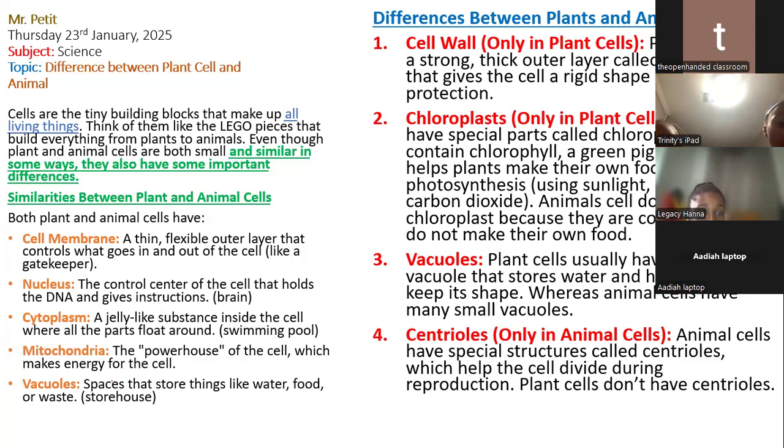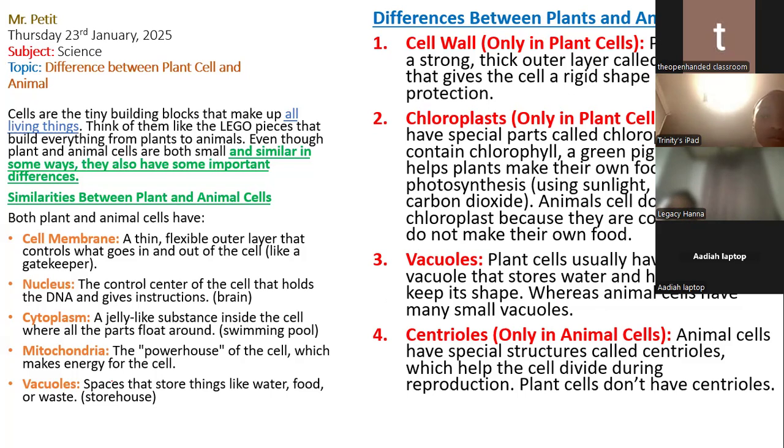The difference between plants and animal cells is, I can't pronounce this word. Centrioles. Yes, centrioles. Animal cells only have centrioles, and plant cells don't. Very good. What's another difference?